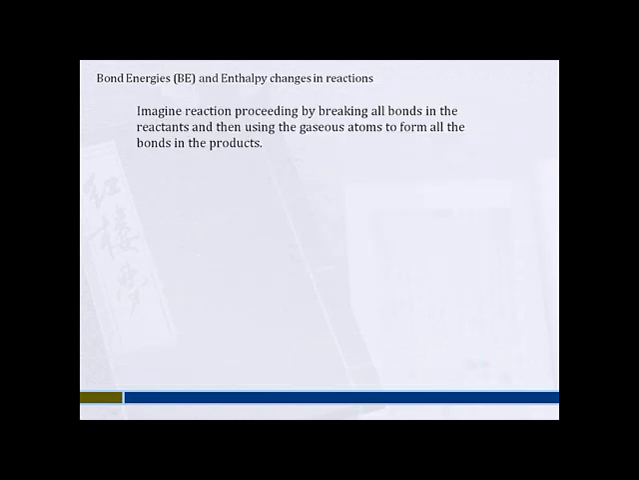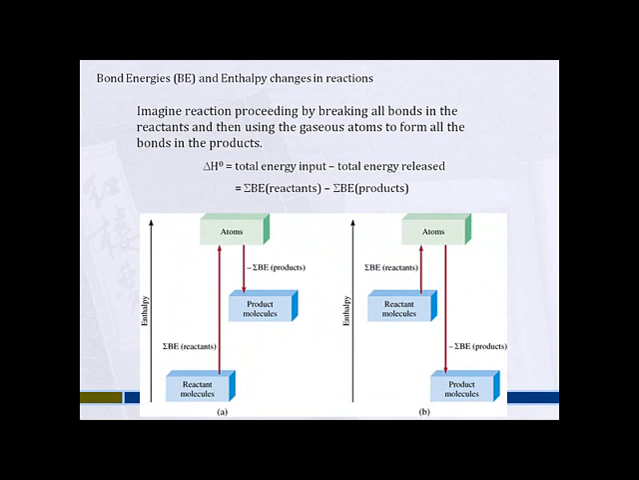Now, there are bond energy changes, and they somehow relate to the enthalpy changes in reactions that you did back in Chapter 6. Imagine a reaction proceeding by breaking all the bonds in the reactants and then using all those gaseous atoms to form all of the bonds in the products. That's the kind of calculation that we're about to do. The total energy in minus the total energy release would give us the delta H for that reaction. So that then if you took a sum of the bond energies of the reactants and subtracted the sum of the bond energy of the products, you should have delta H.